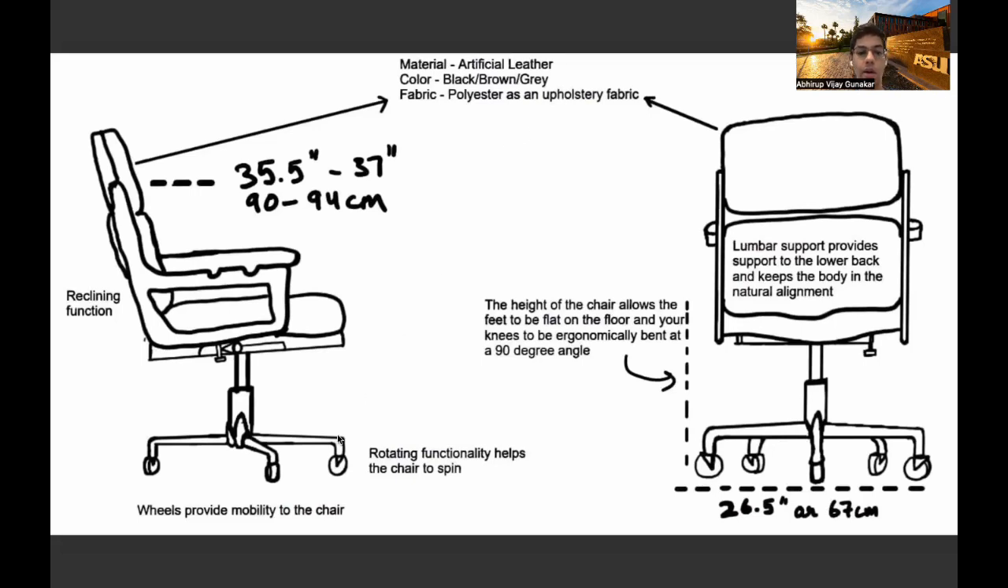All the other functions are really easy to understand. Rotating functionality helps the chair to spin, and wheels provide mobility to the chair. And then the height of the chair allows the feet to be flat on the floor, and the feet should be ergonomically bent at a 90-degree angle. So I just made sure that these things are in standard alignment with the chairs that are in the office, but just made sure to improve some things like the good lumbar support. As we can see here, I've provided good lumbar support, and it can really help your back stay in the natural alignment position.